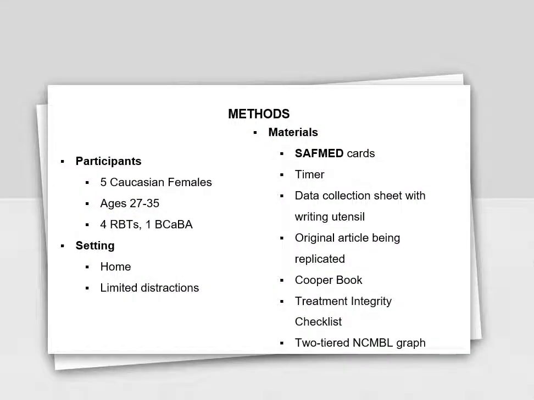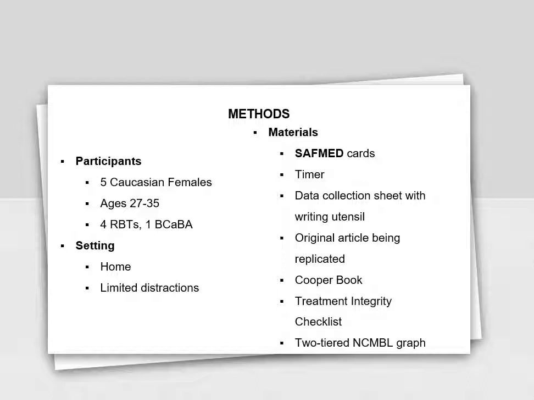The participants in the replication study consisted of 5 Caucasian females ranging from 27 to 35 years old. All of the participants were working in the field of ABA for the duration of this study. 4 of them were registered behavior technicians, and 1 was a board-certified assistant behavior analyst. The setting for the replication study was the home setting for each participant. Some participants preferred to sit in their bedroom, at a desk, or on their bed, while others preferred their dining room table or a couch. Each participant selected a location in their home that they felt had the least amount of distractions.